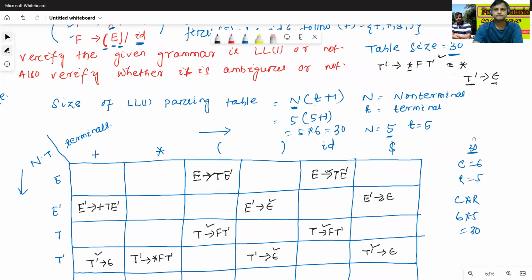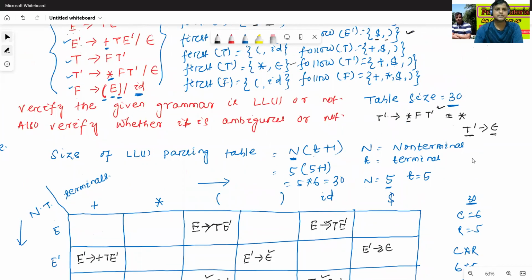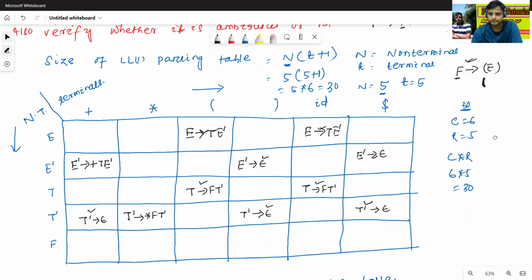Now we'll see the next production, F to open bracket E close bracket. In this case, first of F for this production is only open bracket. So now we'll put F to open bracket E close bracket under open bracket.